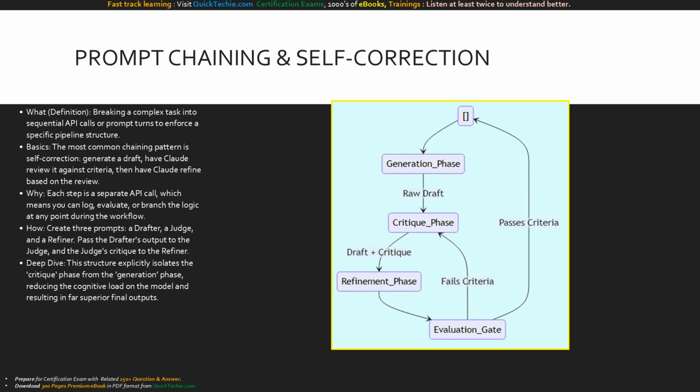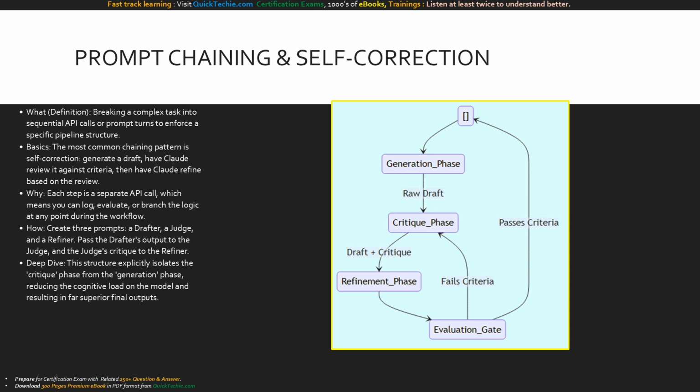The most practical implementation of a recursive loop is prompt chaining, specifically used for self-correction. When working with Claude, explicit prompt chaining means breaking a task into sequential API calls. This is incredibly useful because you can inspect the intermediate outputs or enforce a rigid pipeline structure. The absolute most common and effective pattern here is the self-correction loop. The process works like this.